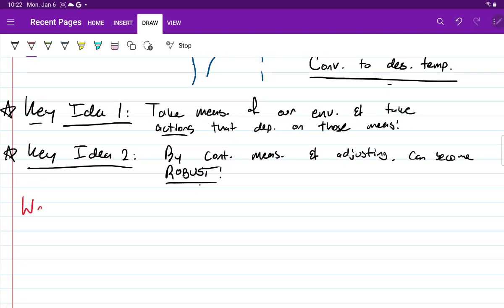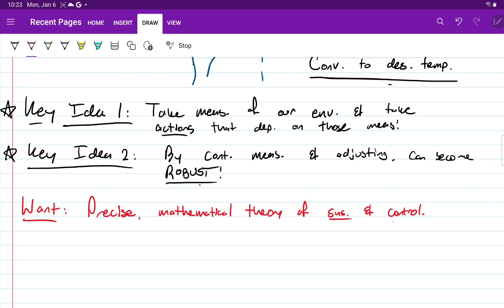What we want is a precise mathematical theory of systems and control. Okay? So this is where we're headed in this course. This is a course on linear systems theory, right? So it makes sense that we want a very precise mathematical, theoretical framework for control.